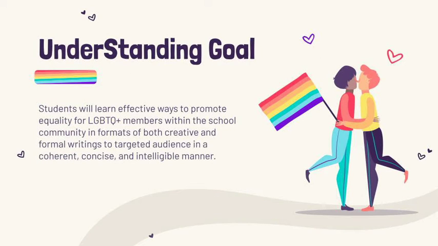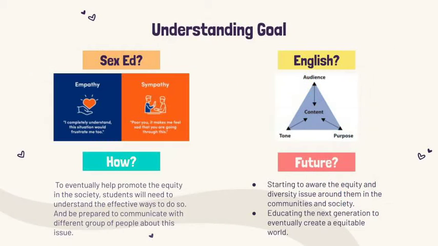Then it comes to our main understanding goal, that students will learn effective ways to promote equity for LGBTQ+ members within the school community, in formats of both creative and formal writings to target the audience in a coherent, concise, and intelligible manner. This understanding goal helps students develop empathy towards LGBTQ+ communities and also helps students practice writing considering audiences, tone, and purposes.